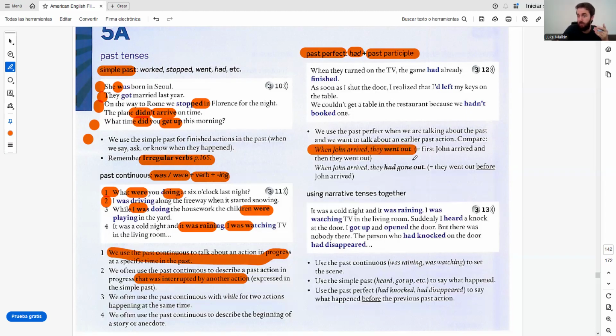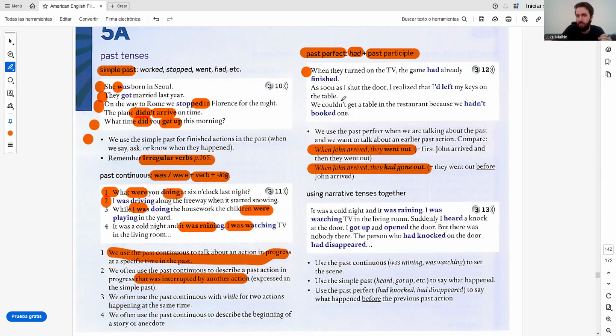When John arrived, they went out. Past simple, past simple. First, John arrived, then they went out. But with past perfect, it's different. When John arrived, they had gone out. First, they had gone out, then John arrived. Okay, that's the difference.